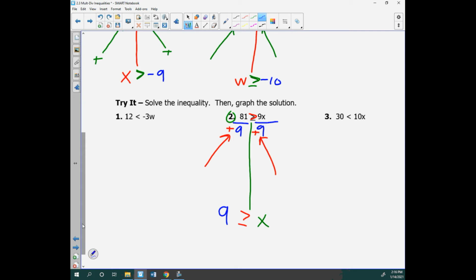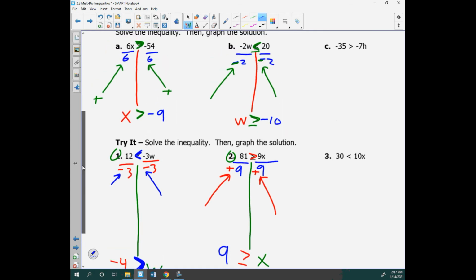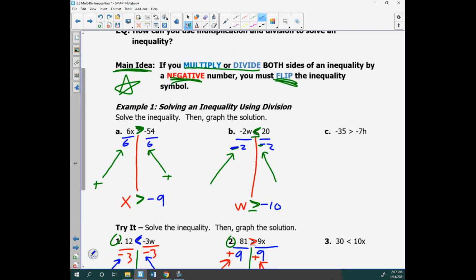Okay? How about number 1 here? I want w all by itself. So what I have to do, I have to divide by that negative 3. I have to get that out of the way, right? That's going to become negative 4. But on this one, if you take a look, oh, hey, I divided by that negative number to both sides. So the sign was opening that way. Now it's going to open this way. Okay? So it doesn't matter if your final result is negative or positive. When you multiply or divide by a negative number, that's when you flip the signs around.